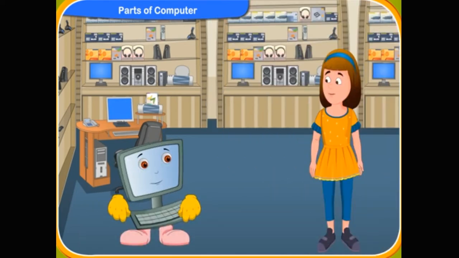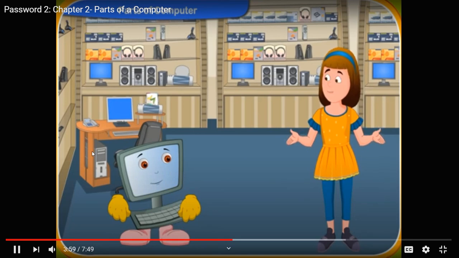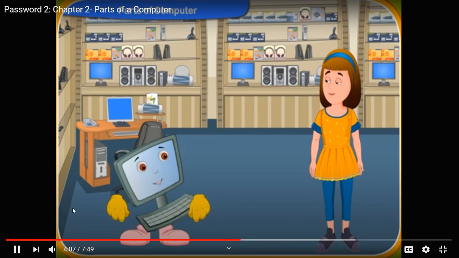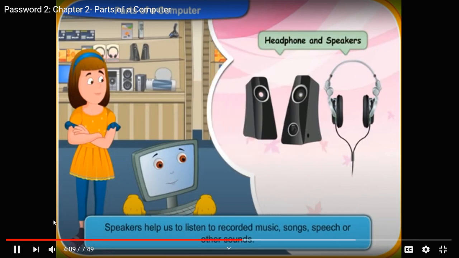Okay, so these are the main parts of the computer. Now, can you tell me what all those devices are used for, Kiko? Sure, Rennie. These are the speakers.